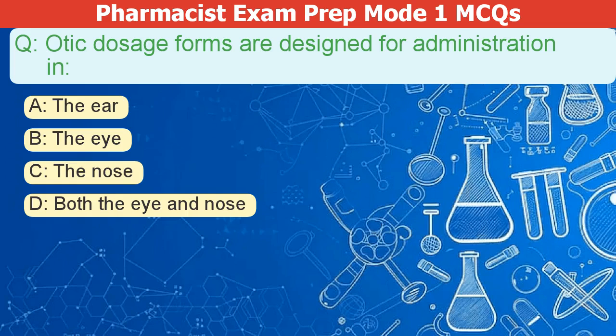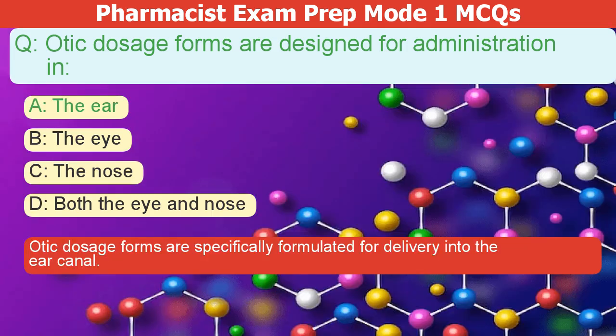Otic dosage forms are designed for administration in A. The ear. B. The eye. C. The nose. D. Both the eye and nose. The correct answer is A. Otic dosage forms are specifically formulated for delivery into the ear canal.